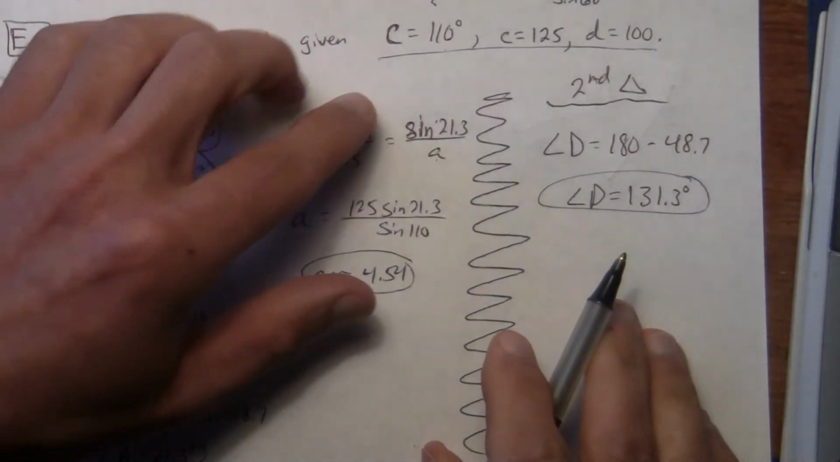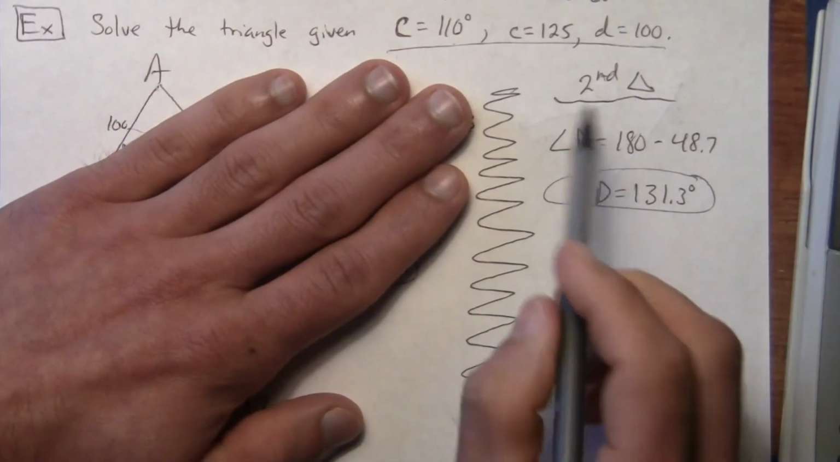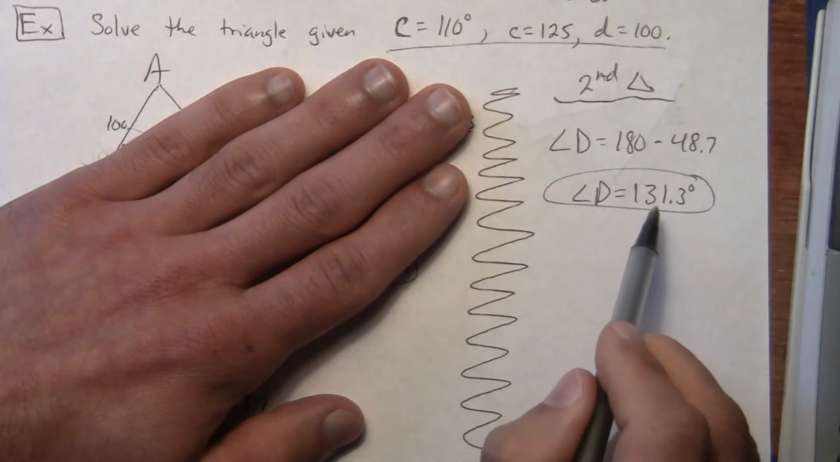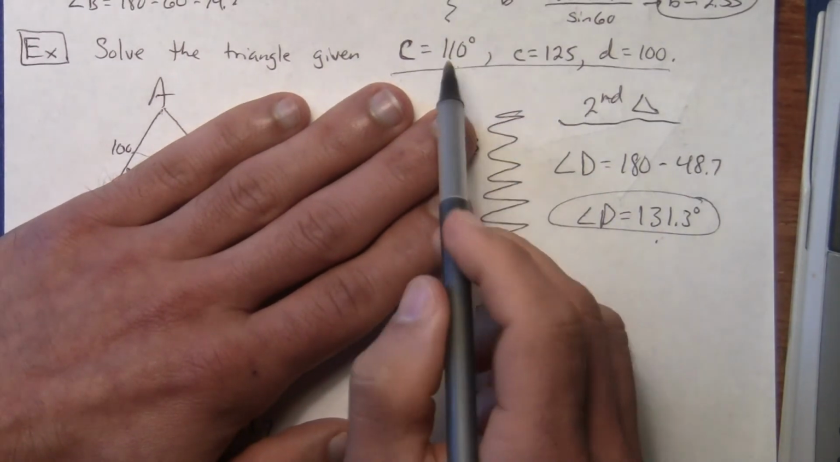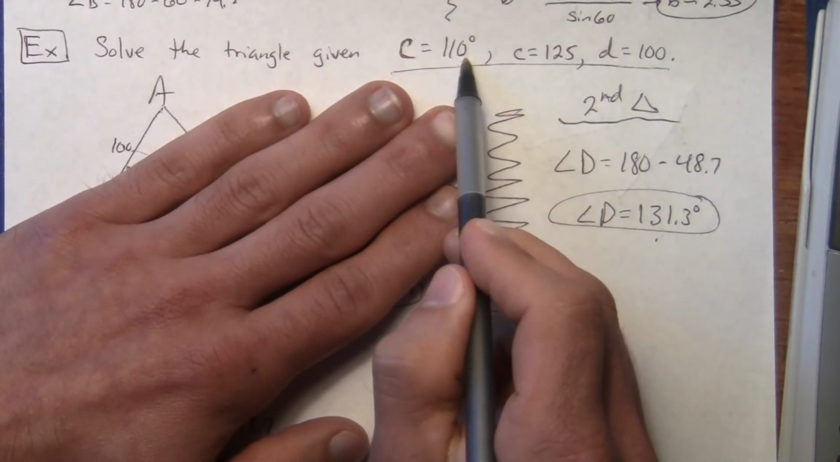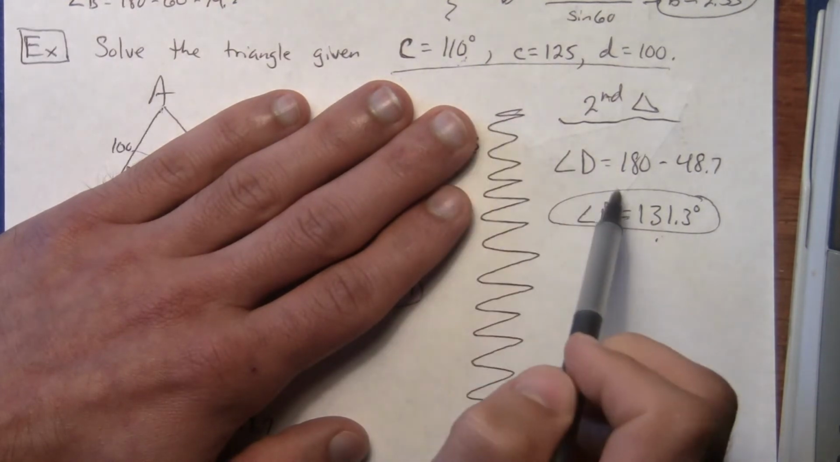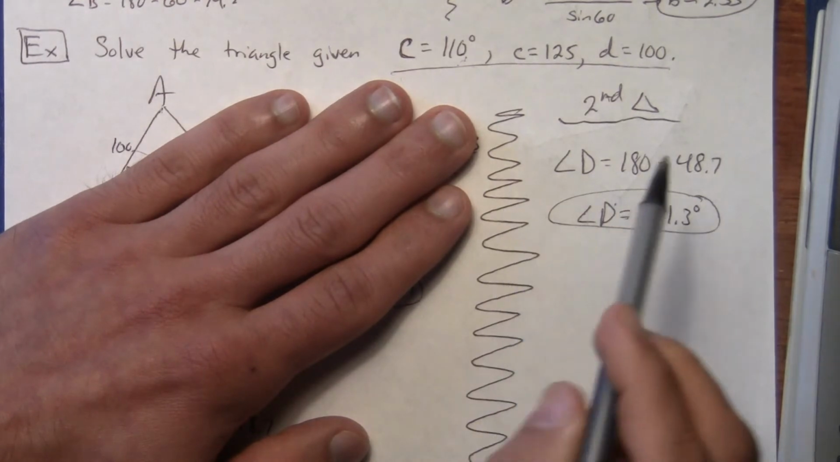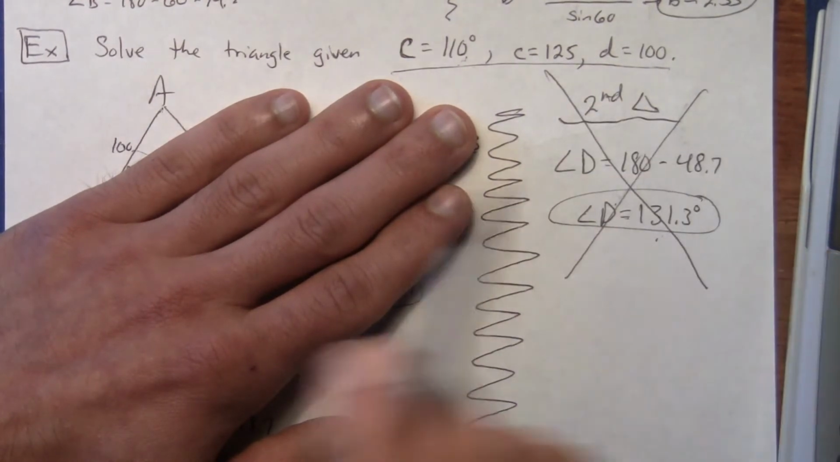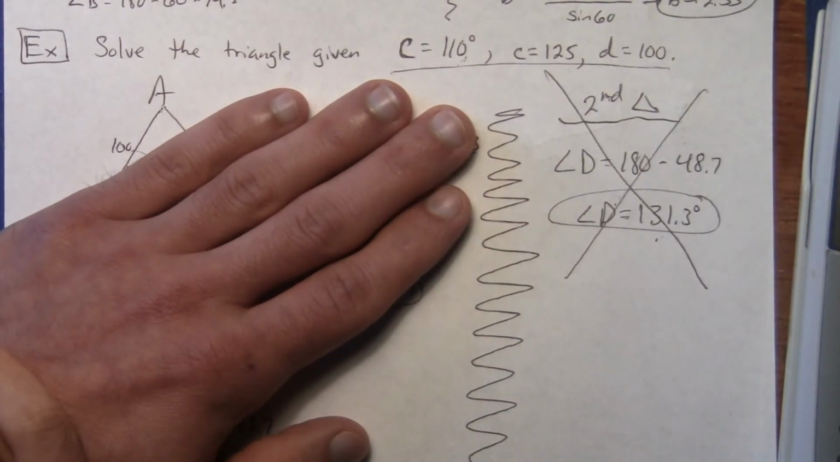All right, now remember we're going to cover up all this work that we've done. Keep the stuff that's given. If angle D is 131.3, angle C is 110, we have a little bit of a problem. We are already over 180, which means the second triangle doesn't actually exist.